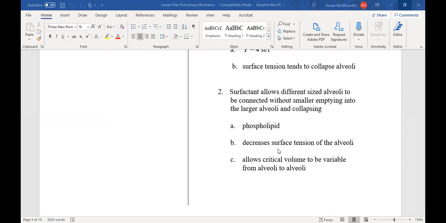And so surfactant allows different critical volumes because a bigger one would have more critical volume, right? You have bigger alveoli than others. They are not all the same size. But because of surfactant, it allows them to coexist with different critical volumes. It doesn't matter because the surface tension is so low, right? And because it's so low, it keeps it from collapsing. So that's the magic of surfactant.